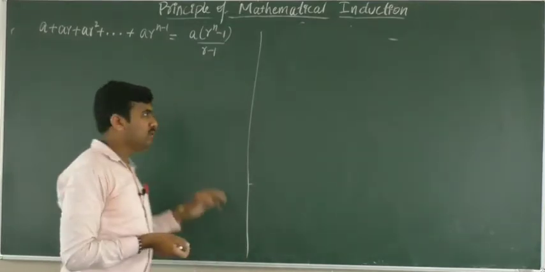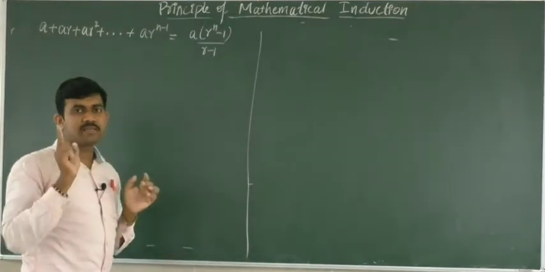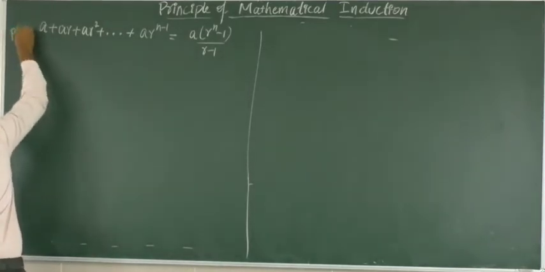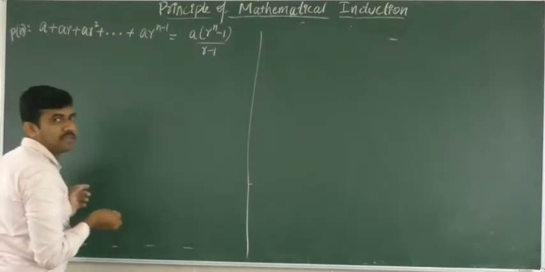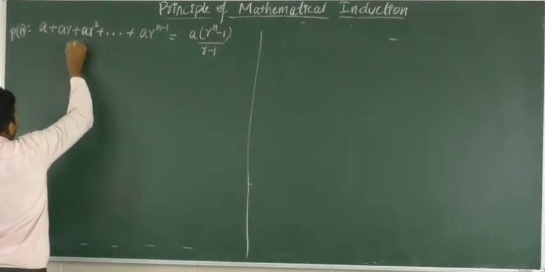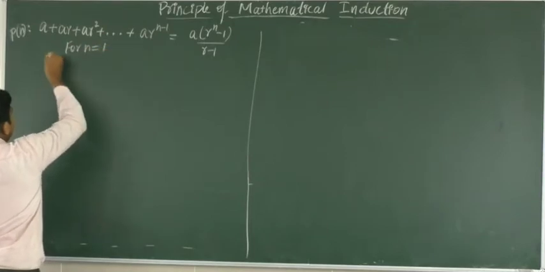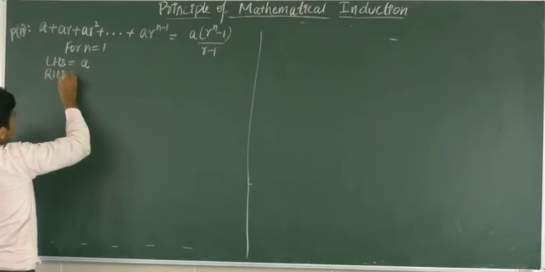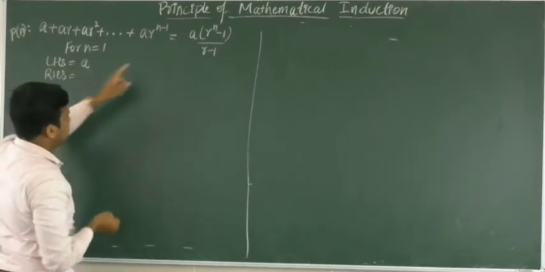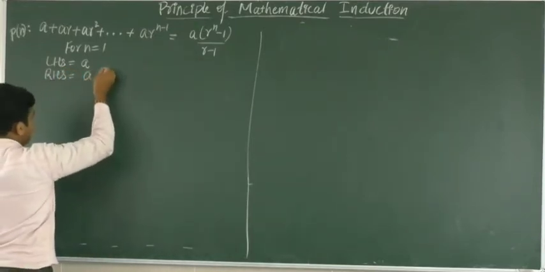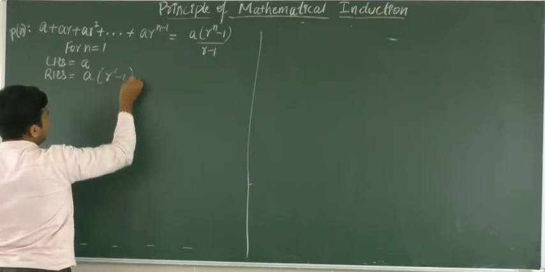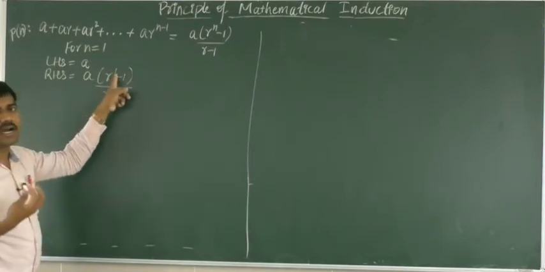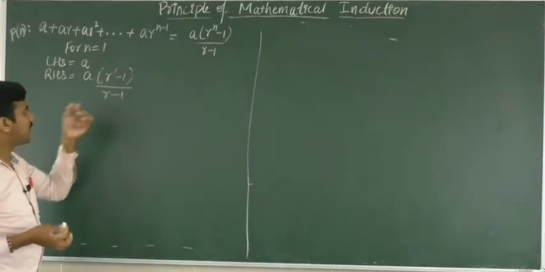Okay, now this result I will prove by using the principle of mathematical induction. See, first we need to consider the given statement as P of n. So the first step, for n is equal to 1, the left hand side is nothing but the first term A, and the right hand side we get by replacing n as 1. So R to the power 1 minus 1 divided by R minus 1. Here R to the power 1 is nothing but R itself. So R minus 1 divided by R minus 1 we have.